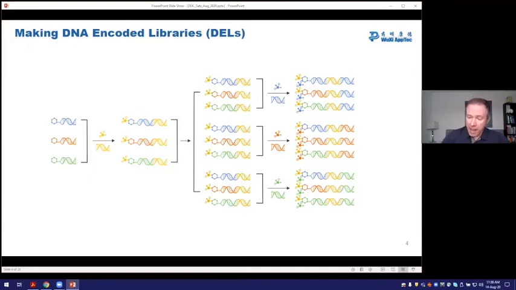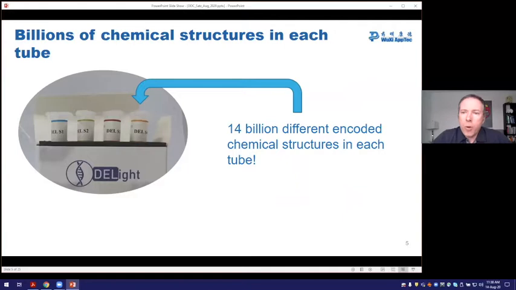And what's nice about having a barcode is that you can then combine all of these different products into a single tube, so you're repooling them. And at any point in time, you can sequence all of the barcodes in the tube, and you know the relative amounts of each one of the chemical structures. So we do this, we make very large DELs. So our split sizes, instead of being a split size of 3, might be a split size of 3,000.